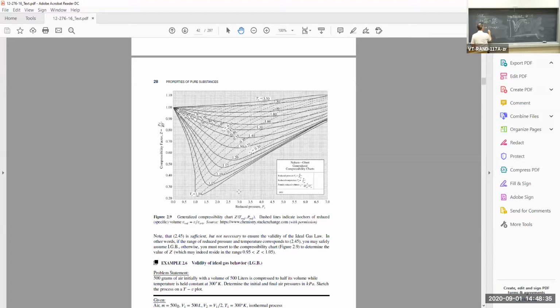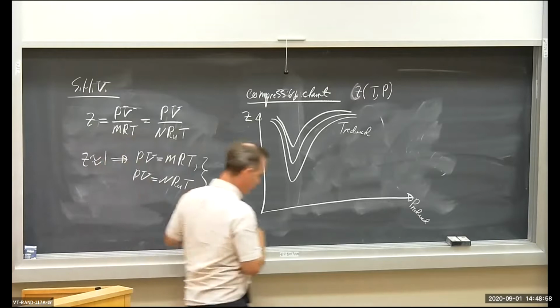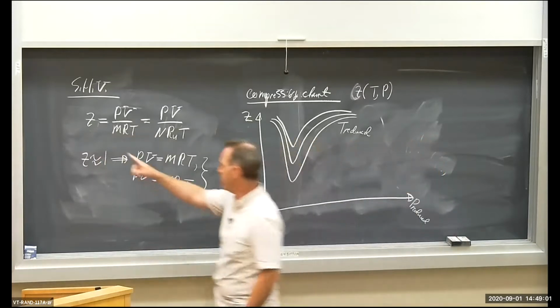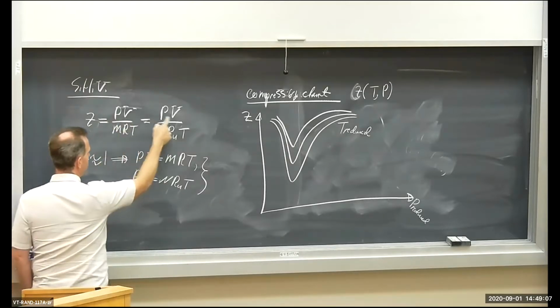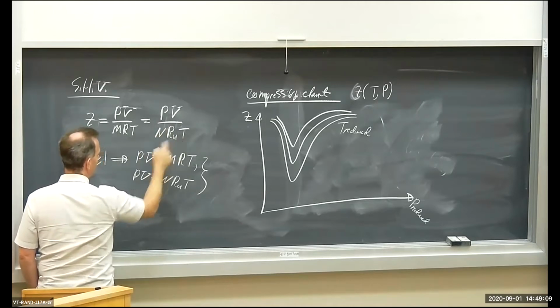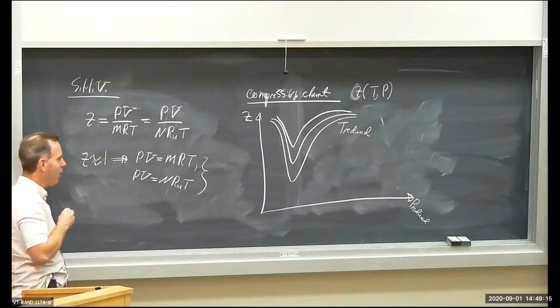I also have PV is equal to N R_U T, okay? If Z is approximately equal to 1. These two equations right here are referred to as the ideal gas law. So here, if Z is approximately equal to 1, and that means this is 1 right here, then PV over MRT is equal to 1, and PV over N R_U T is equal to 1. And then we get PV is equal to MRT, and PV is equal to N R_U T.